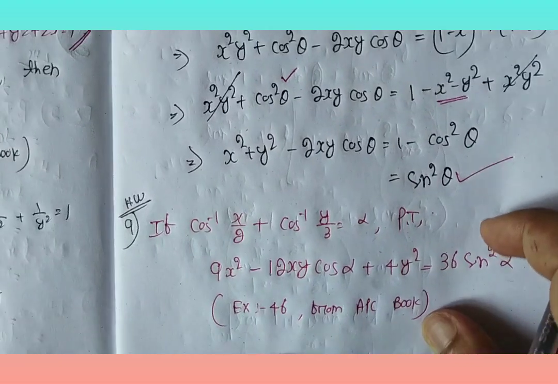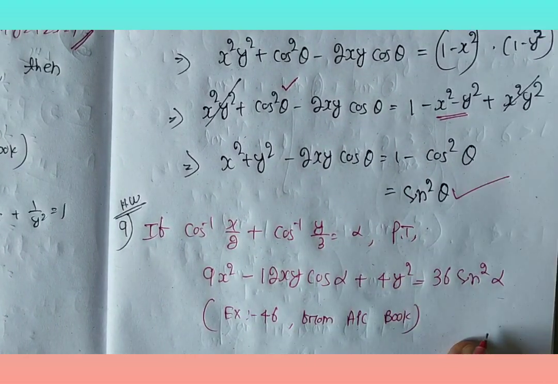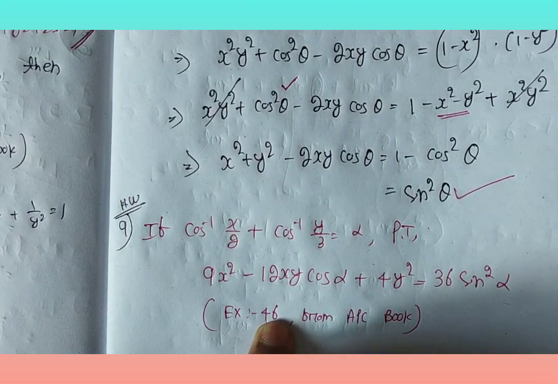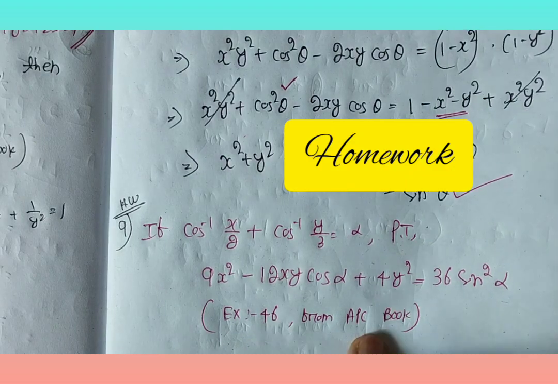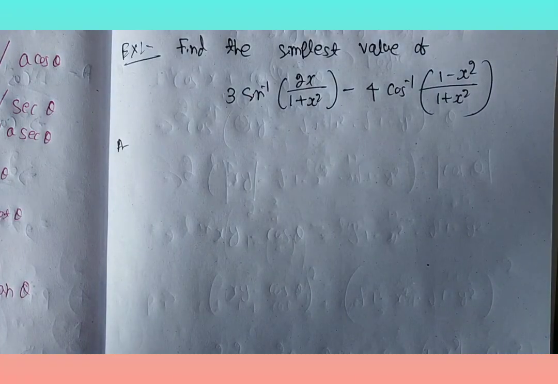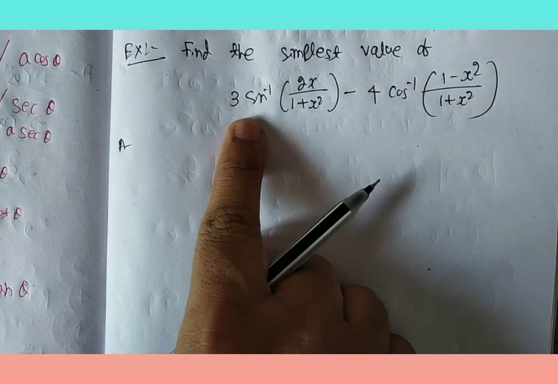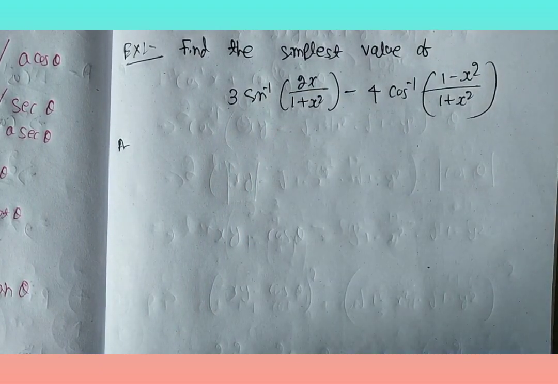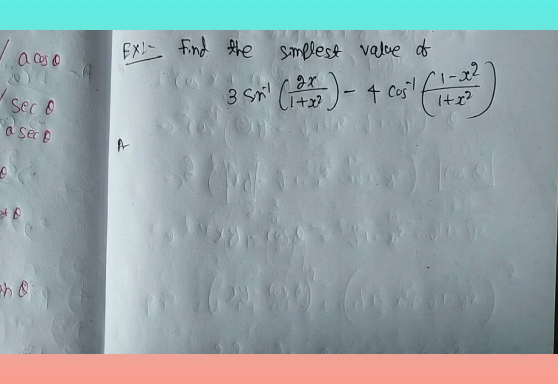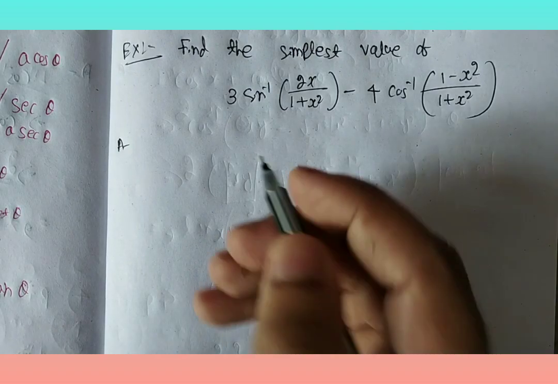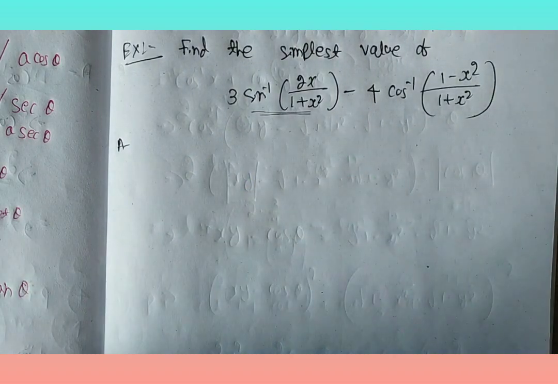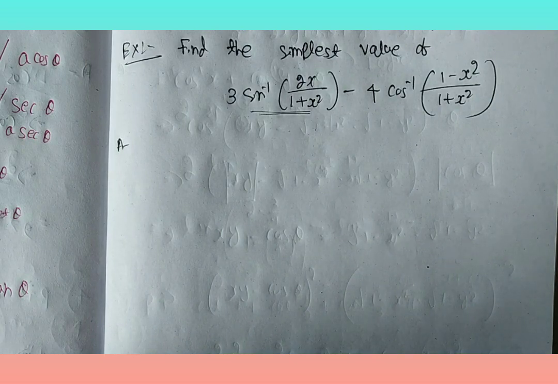Next, same type of question with the same logic. This is your homework, example number 46 from your APC book. Find the simplest value of this function: 3 sin inverse 2x by 1 plus x square minus 4 cos inverse 1 minus x square by 1 plus x square plus 2 tan inverse x. We can simply put the formula.